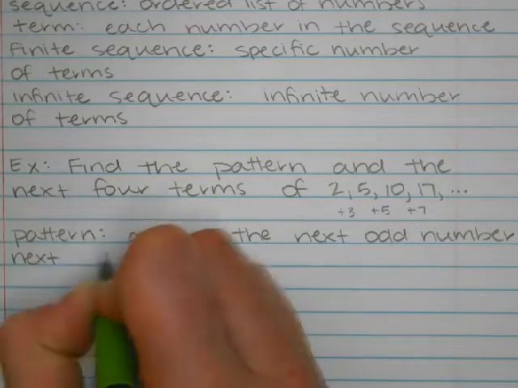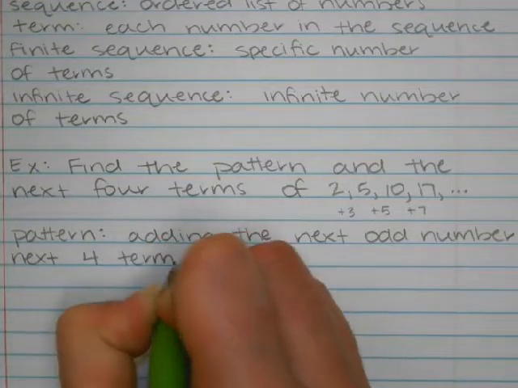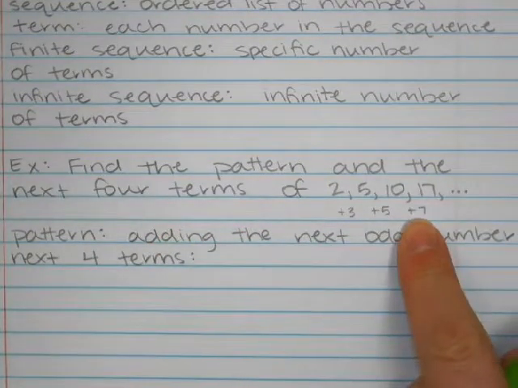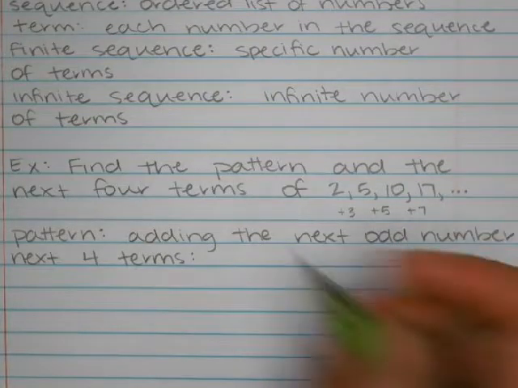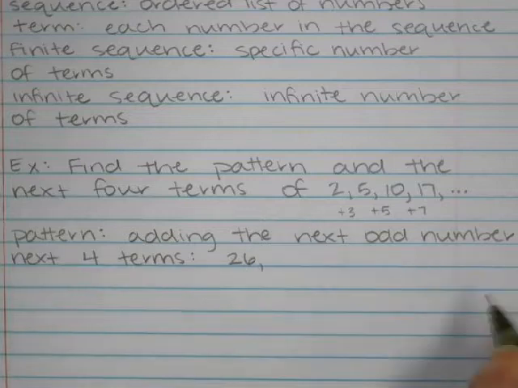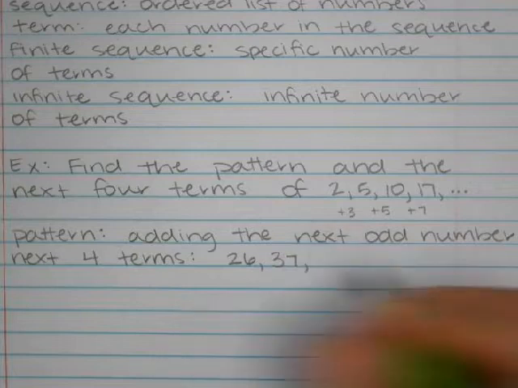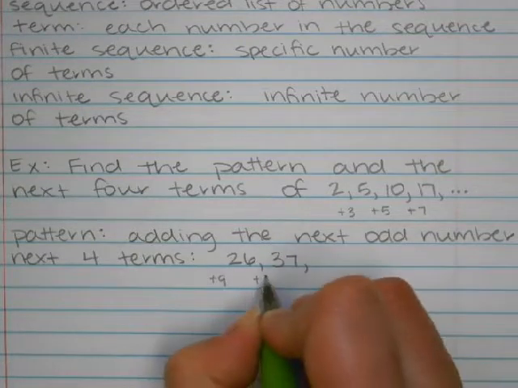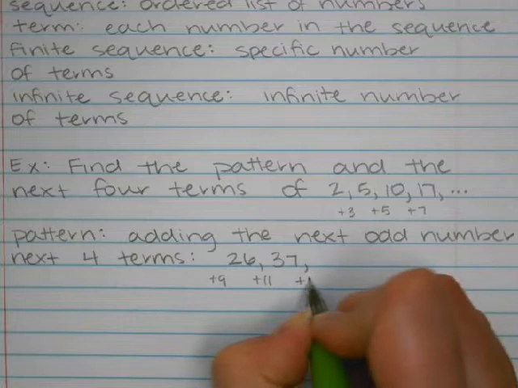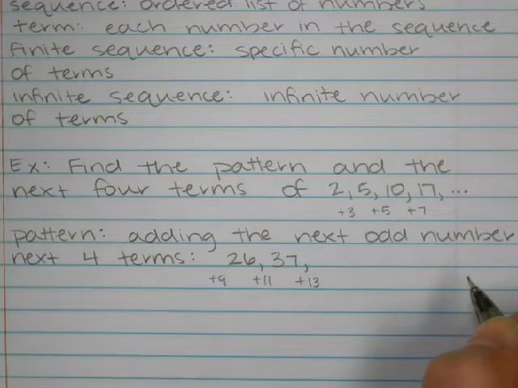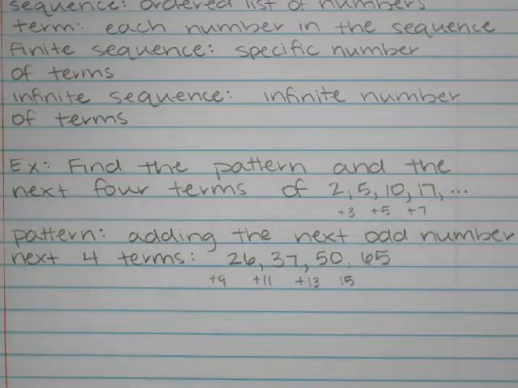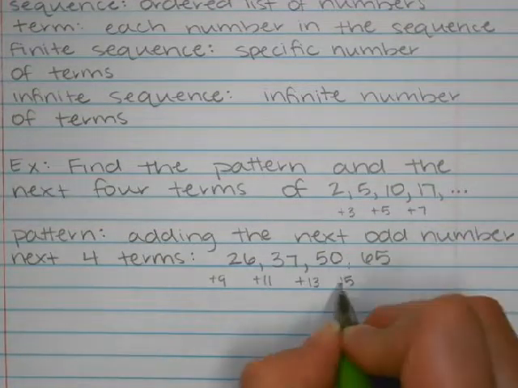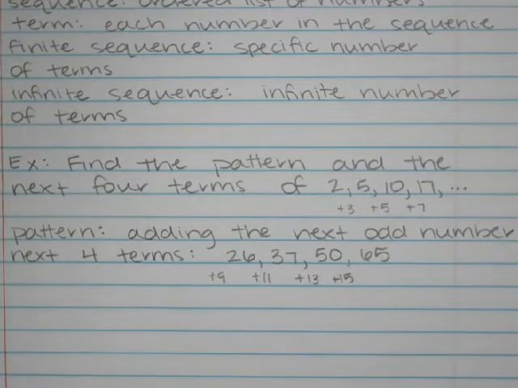So the next 4 terms, if we added 7 to get 17, then the next time we would have to add 9, and adding 9 to that would give us 26. Then we would have to add 11, and that would get us 37. Then we would add 13, and that would give us 50. Then we would add 15, and that would give us 65. So those are the next 4 terms following that same pattern.